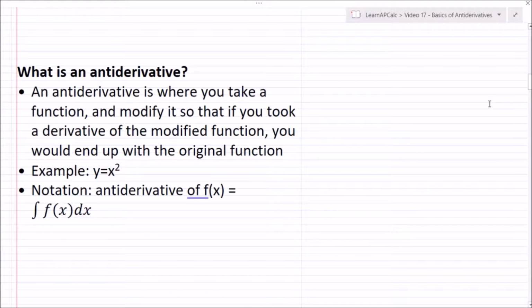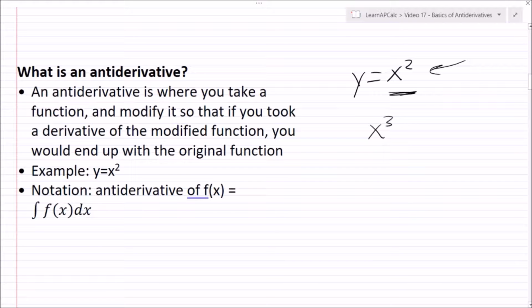Alright, so let's talk about what is an antiderivative. An antiderivative is where you take a function and you modify it so that if you took a derivative of the modified function, you would end up with the original function. So that's sort of wordy, so let's take for example y equals x squared. The antiderivative of this is we're going to modify this so that if we took its derivative we would get x squared.